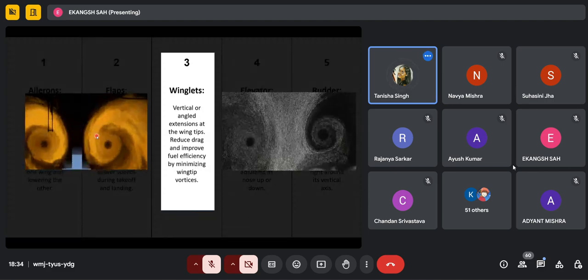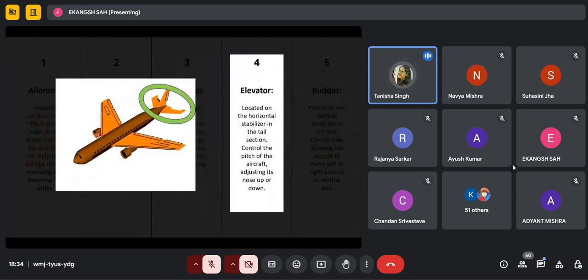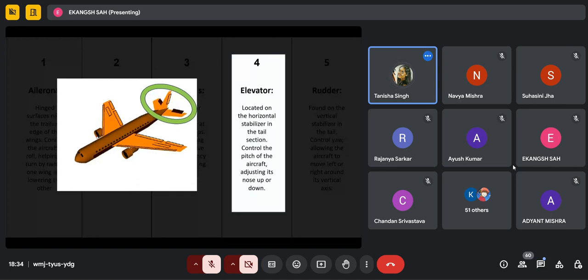Moving forward, we have an aircraft's elevator, which is a flight control surface that controls the pitch of the aircraft, which is the movement about the aircraft's lateral axis. Elevators are usually located at the rear of the aircraft, attached to the horizontal stabilizer by hinges. Then we have the rudder.